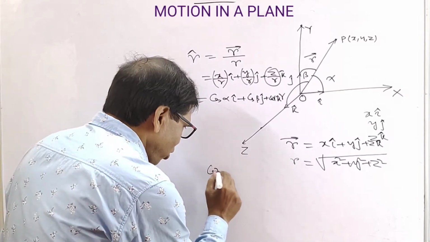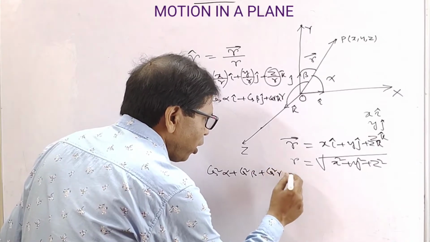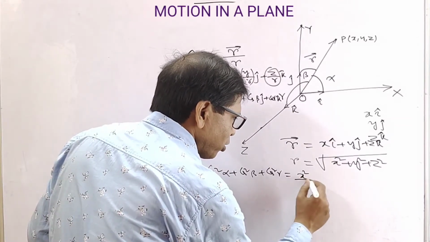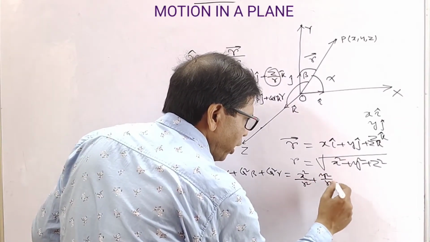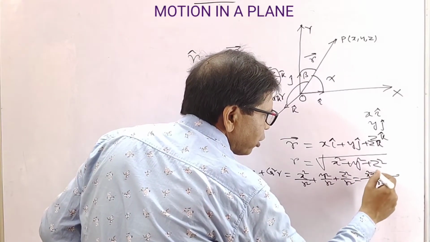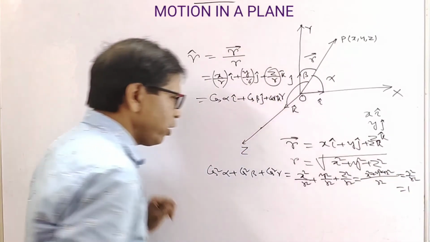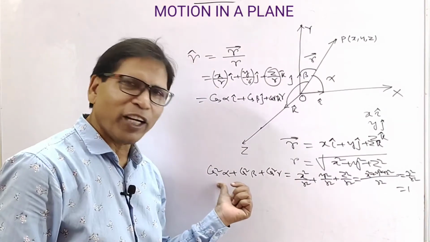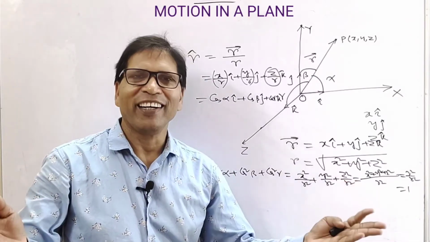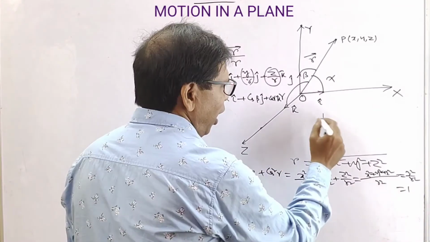Look at this, cos square alpha plus cos square beta plus cos square gamma. This is x square by r square plus y square by r square plus z square by r square. So this is the r square, this is the x square plus y square plus z square. So r square by r square, this is 1. So cos square alpha plus cos square beta plus cos square gamma is equal to 1. Okay, understood?